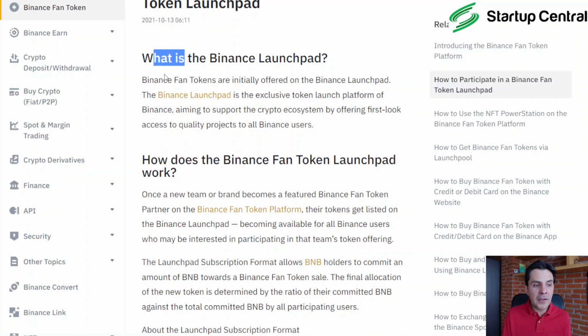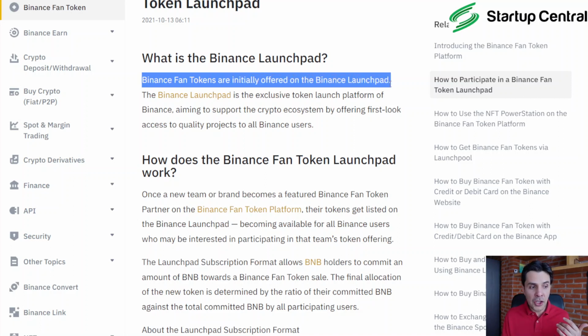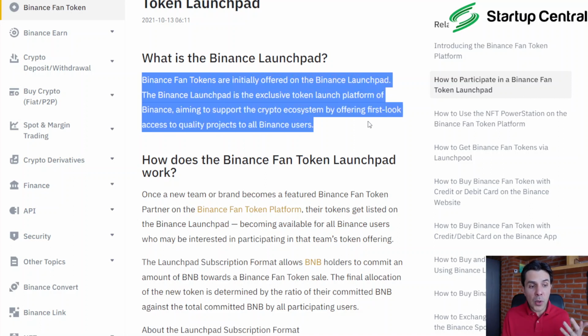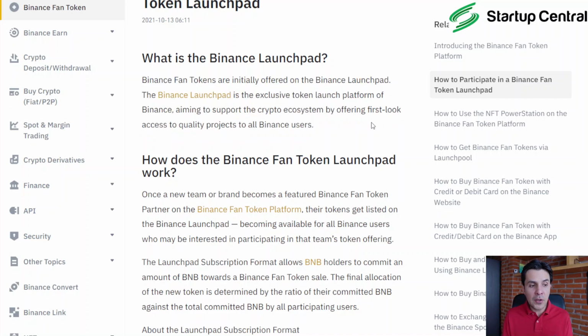So what is the Binance Launchpad? Binance fan tokens, and these are not the only tokens they launch, are initially offered on the Binance Launchpad. The Binance Launchpad is the exclusive token launch platform of Binance, aiming to support the crypto ecosystem by offering first look access to quality projects to all Binance users. So it's not only fan tokens. So what's a fan token? For example, if you love football, then you might have a team. Those teams, many of the European teams, have launched their own tokens through Binance.